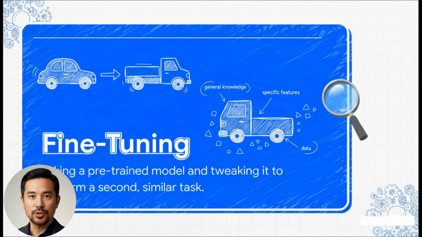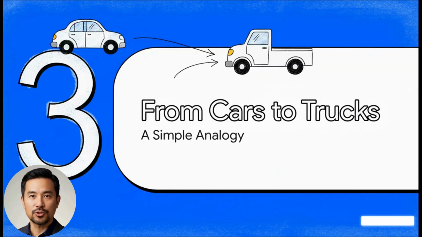And fine-tuning is just a specific, really practical way of using transfer learning. We take a model that someone else has already trained, we call it a pre-trained model, and we just tweak it a little bit to fit our new task. It's an incredibly efficient way to work. To make this crystal clear, let's use a simple analogy. How would you teach an AI that already knows all about cars to suddenly understand trucks?